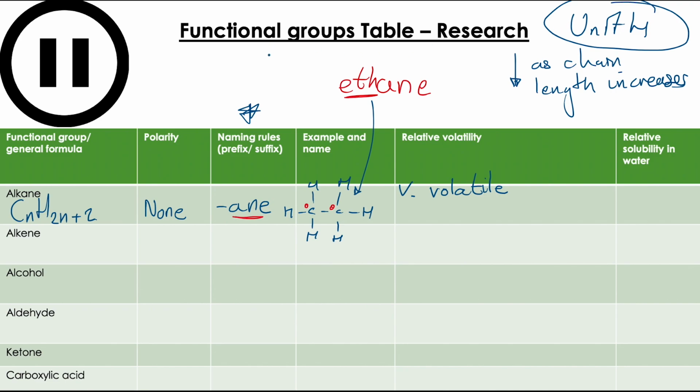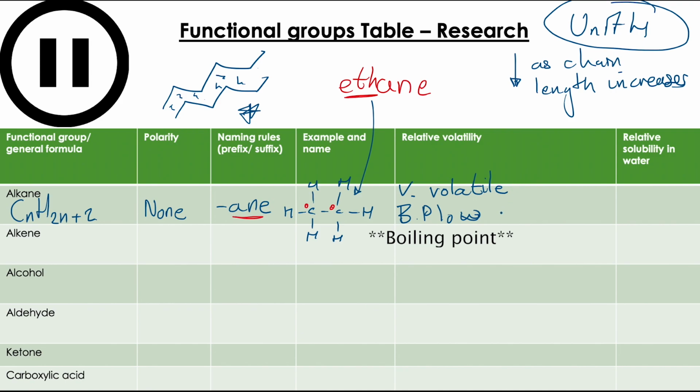Well, if we're increasing the chain length, then we're increasing the molecular mass, which means we're increasing the number of electrons and therefore increasing our number of van der Waals forces between the molecules. Therefore, they're going to hold on to each other more and less likely to vaporize. And this will also mean that the boiling point is going to increase with the same trend. Now, lastly, when we're looking at the relative solubility in water, we see that alkanes have no solubility in water.